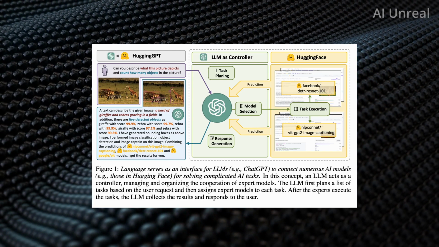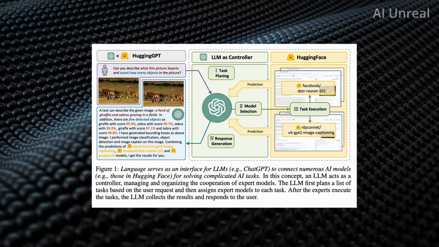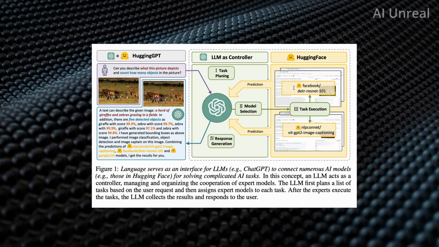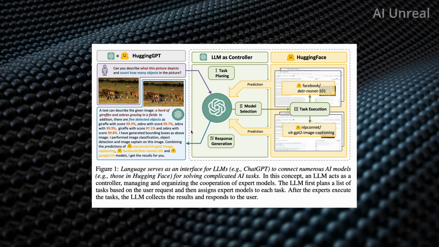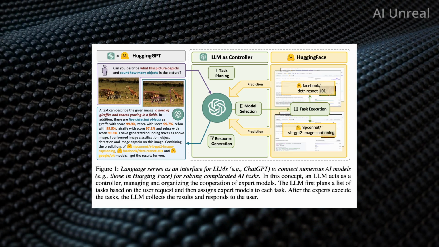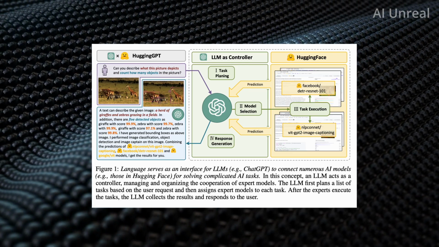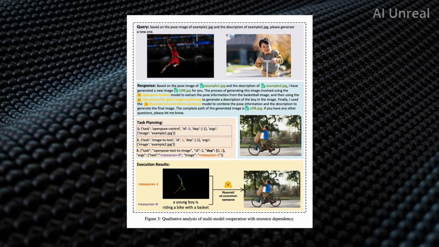You can see the entire model and how it goes through the task planning, model selection, response generation, and then task execution, which again uses the different open-source models from Hugging Face that it can choose from to solve your current prompt, which they have here.